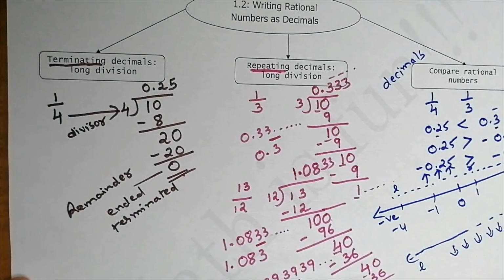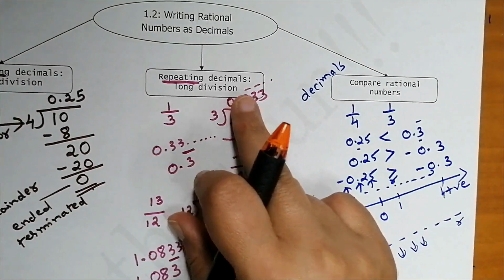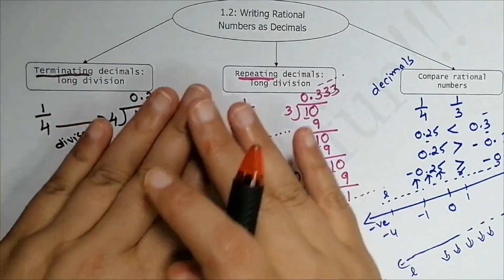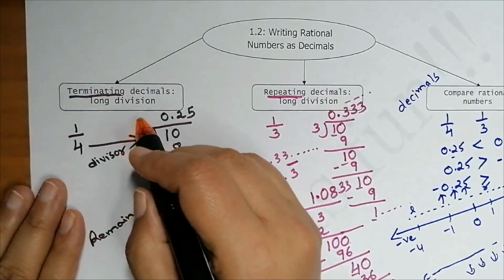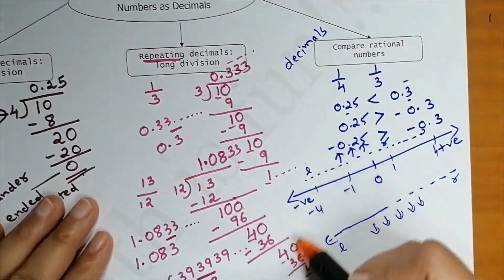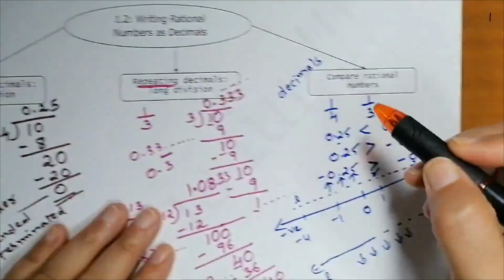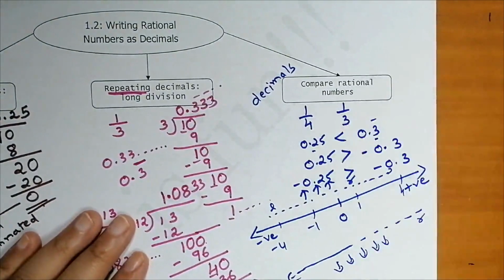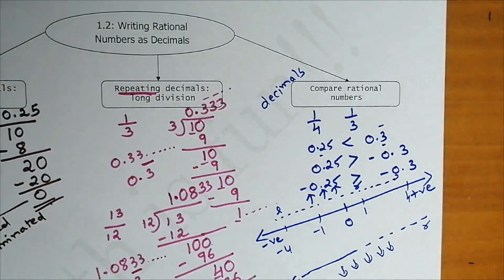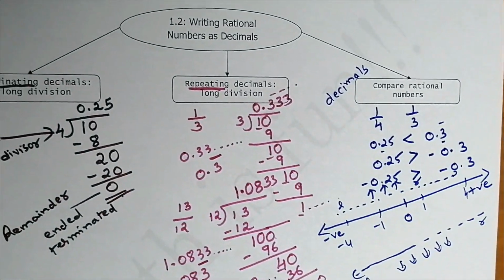We have 3 sections here: terminating decimals with long division, repeating decimals with long division, and compare rational numbers. All of them actually have the same method of long division, right? Here it terminates, it ends. Here it doesn't, it goes on repeating, as you saw. And here it's basically converting into decimals first as we did here, and then simply comparing them and deciding which is the larger and which is the smaller number. So this is a pretty simple, straightforward chapter. I'm sure you all understood it really well. There's nothing much difficult here.